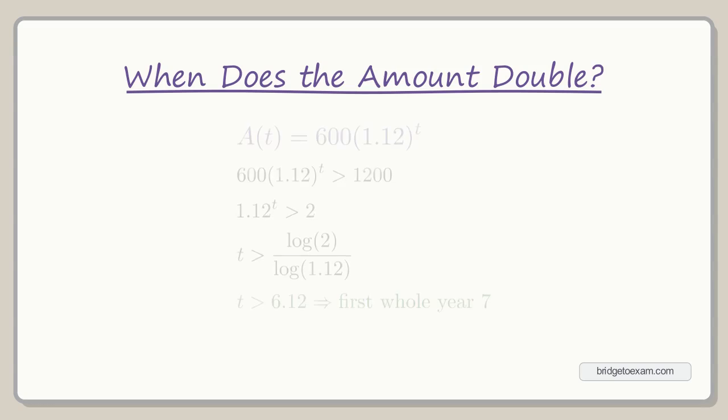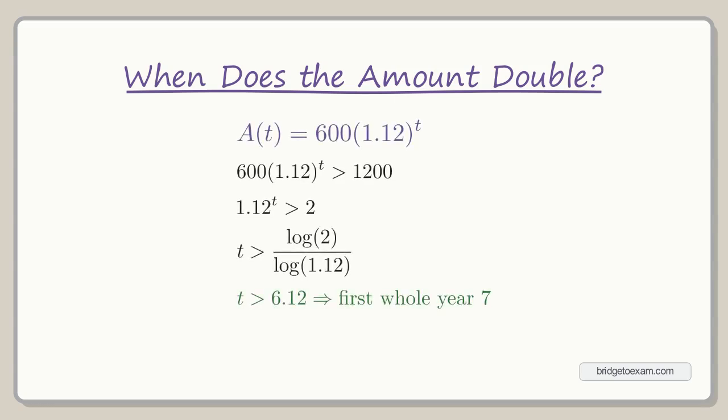A quantity follows a of t equals 600 times 1.12 to the t. To find when it first exceeds 1200, solve 600 times 1.12 to the t greater than 1200. Divide by 600, then take logs. T is greater than the log of 2 divided by the log of 1.12, about 6.12. If t counts whole years, the first whole year is 7.